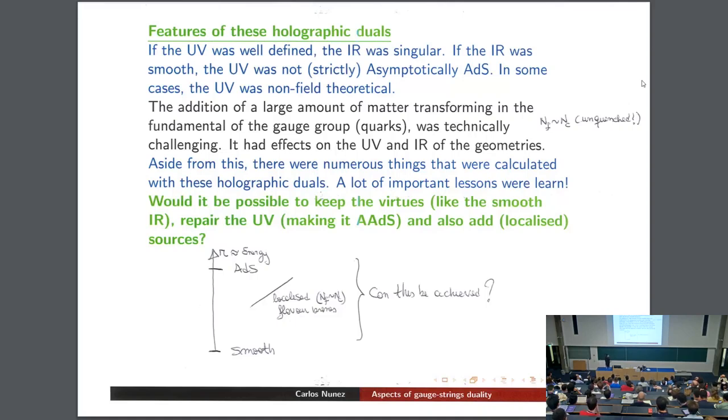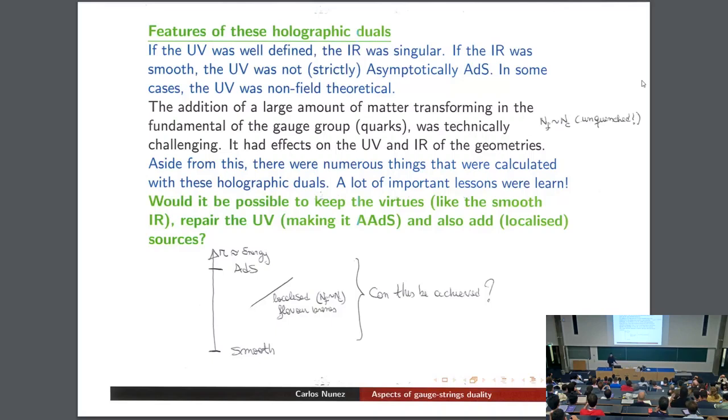The ones I'm mentioning here: if the UV was well defined, like in the first class of duals, then the infrared was typically singular. In cases in which the infrared was well defined, the UV was not strictly asymptotically AdS, and in other cases, the ones of wrapped branes, the UV was non-field theoretical. This made the application of holographic renormalization difficult.